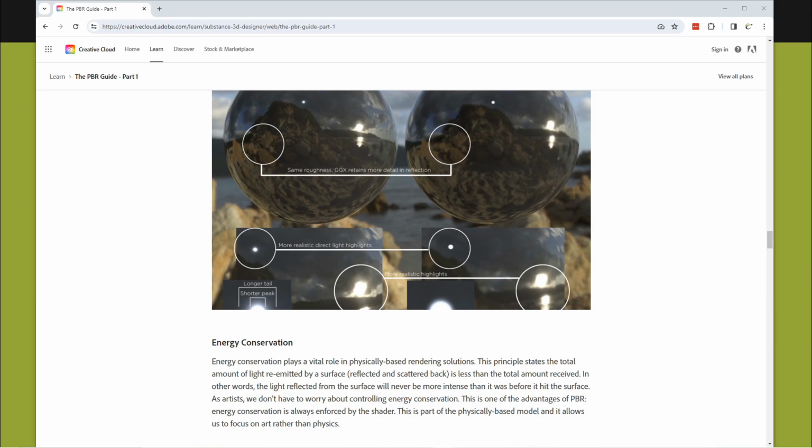What we have also is energy conservation. Energy conservation plays a vital role in physically based rendering solutions. The principle states that the total amount of light re-emitted by a surface, reflected and scattered back, is less than the total amount received. In other words, the light reflected from the surface will never be more intense than it was before it hit the surface. So yeah, we're just going to understand that in some cases you could make shaders where you can have more light being emitted from the surface than was actually transmitted to it.